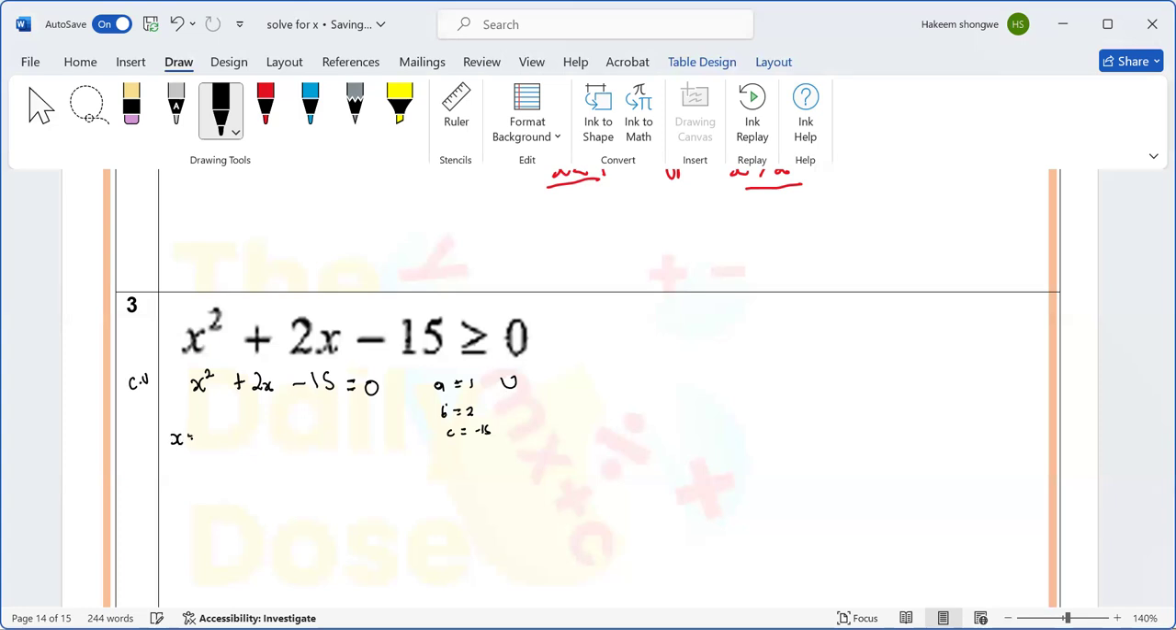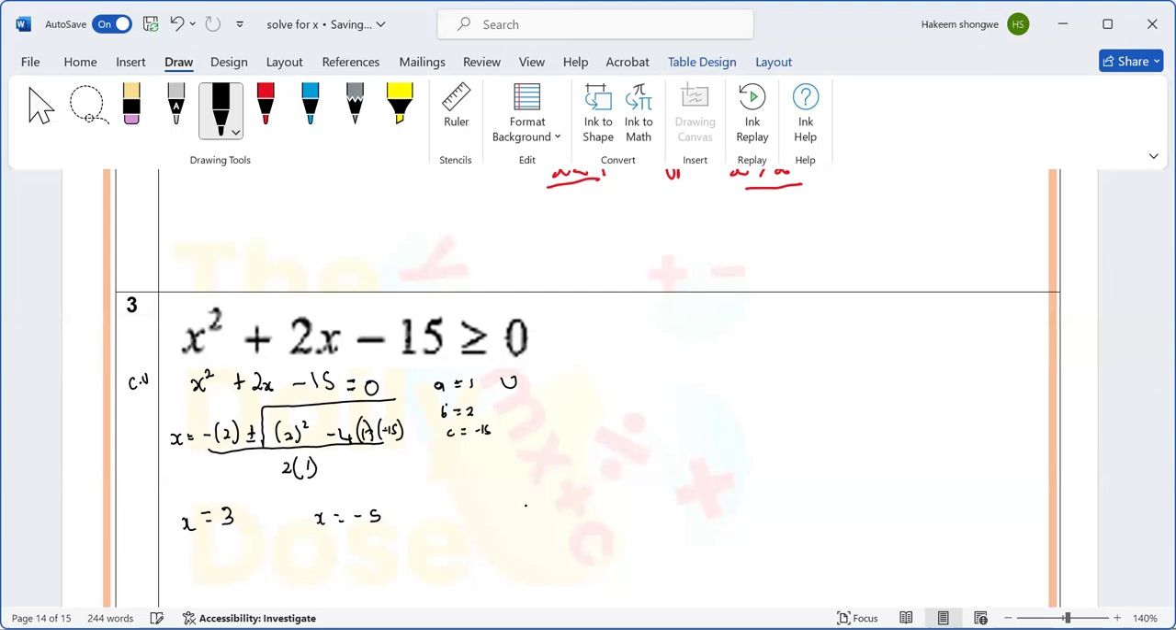It says x is going to be minus open bracket 2, plus or minus the square root of 2 squared minus 4 multiplied by 1 multiplied by negative 15, all over 2 multiplied by 1. What do we get for x? x equals 3, or negative 5.